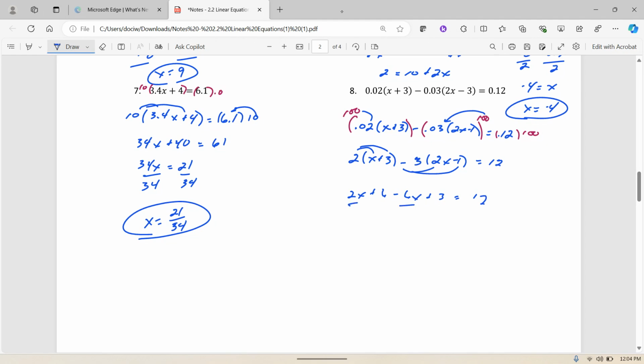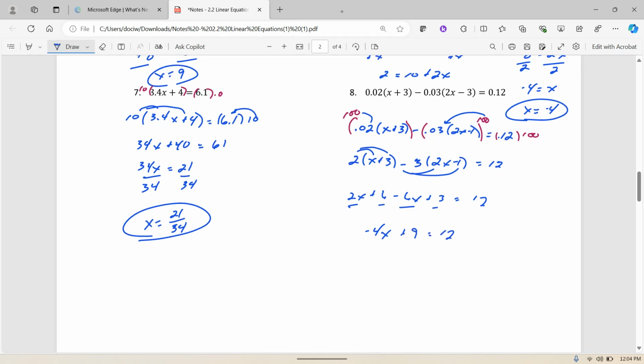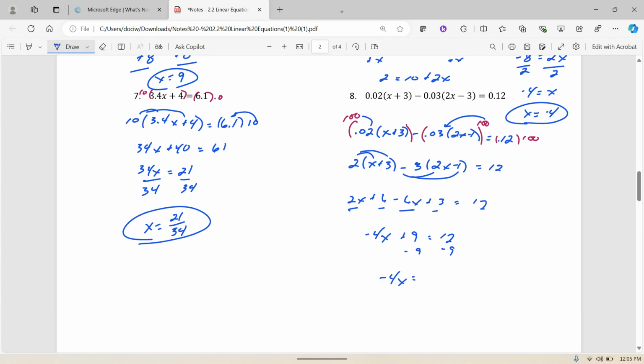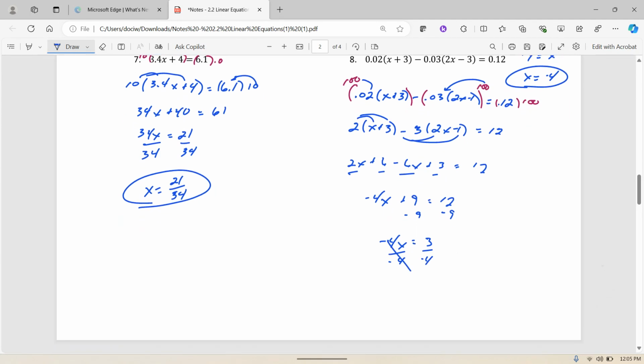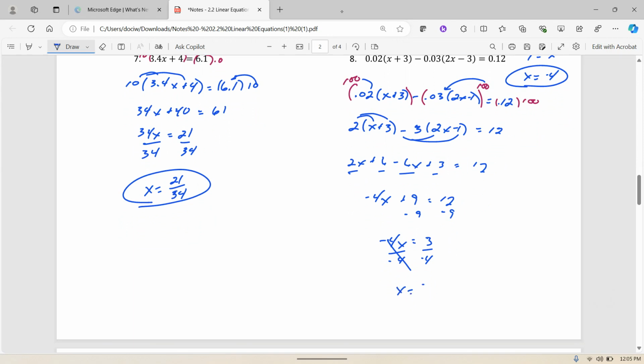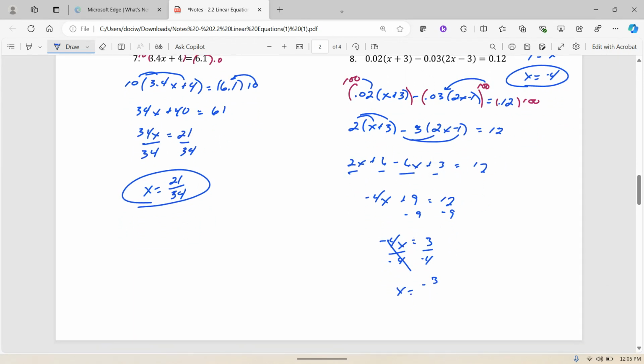My 2x and negative 6x combine to negative 4x. 6 and 3 will combine to 9. When I subtract 9 from both sides, negative 4x will equal 3. When I divide by the negative 4, the negative 4's divide out, and so I have x equals negative 3 over 4. So x equals negative 3/4. And there we go. Okay.